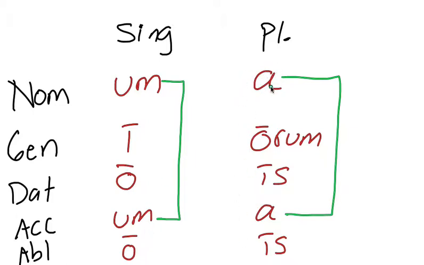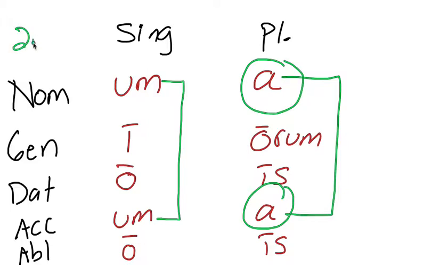Another important thing to know about neuter gender nouns is that neuter gender nouns will always end in A in the nominative and accusative plural, no matter what the declension is. So any neuter noun in the plural will always end in an A. So we have -um, -i, -o, -um, -o, and then -a, -orum, -is, -a, -is, and this is again, of course, second declension neuter endings.